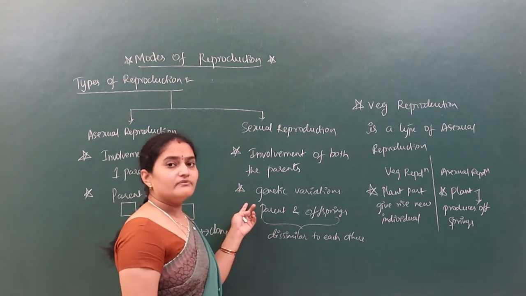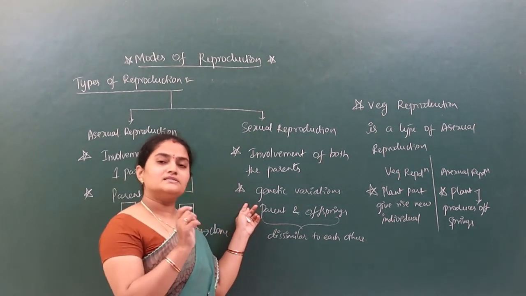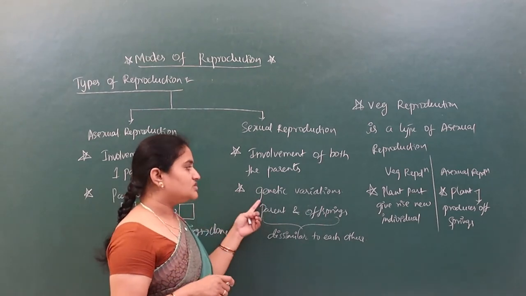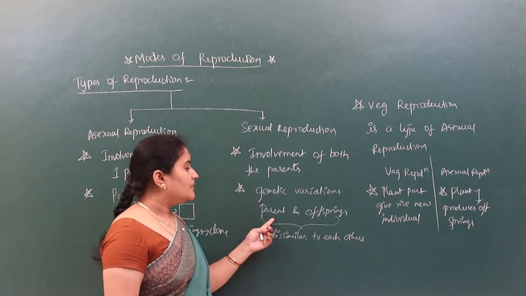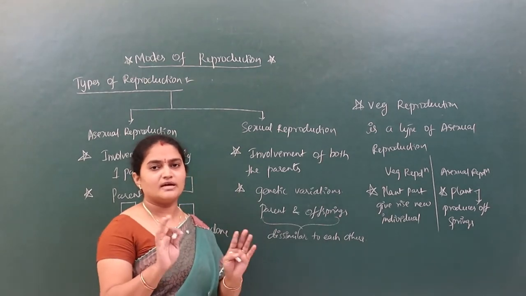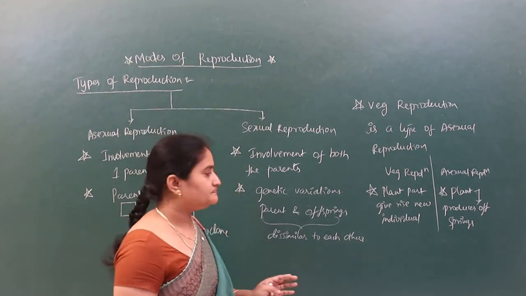And in sexual reproduction, genetic variations will be there. There is somewhat dissimilarity between the parents and the children. So that is called genetic variations from parents to the offsprings. So they are dissimilar to each other.